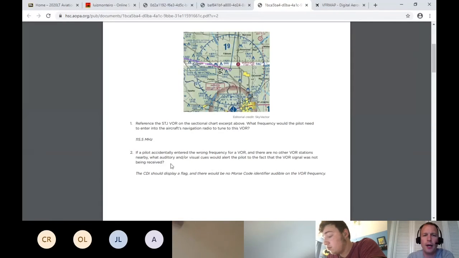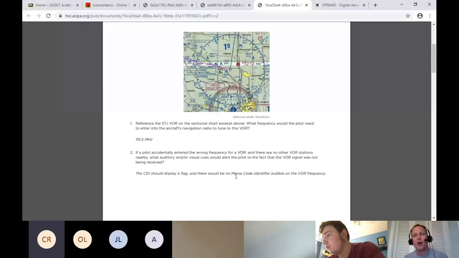So if you accidentally entered the wrong frequency, you didn't put in that 115.5, we said there'd either be no Morse code or you'd be seeing the wrong Morse code on your station.